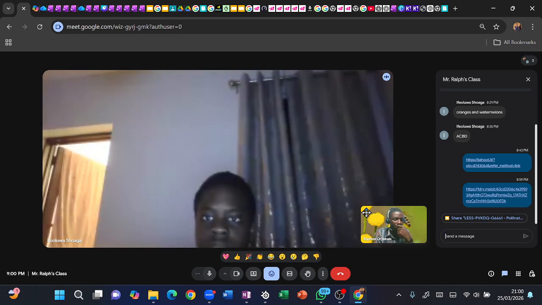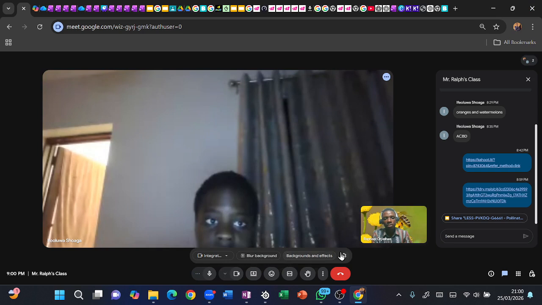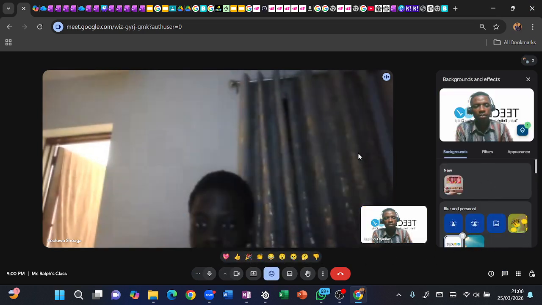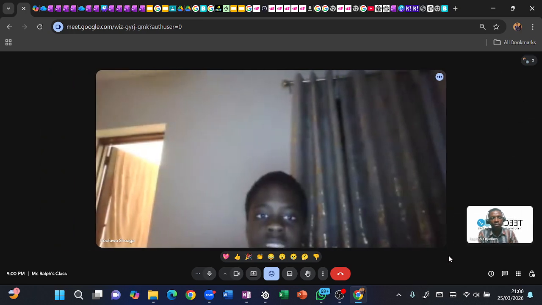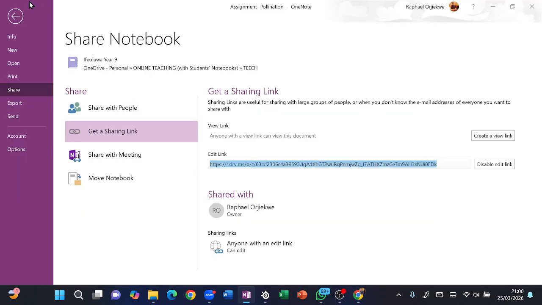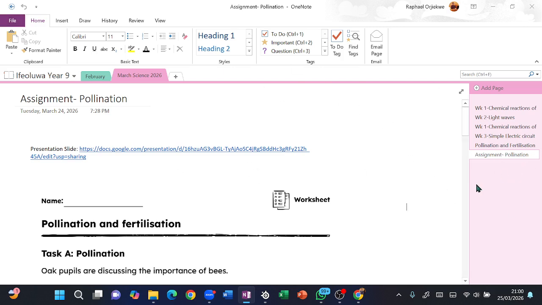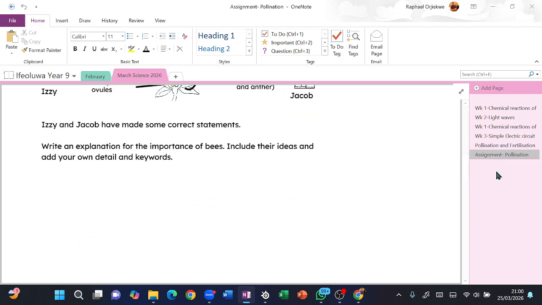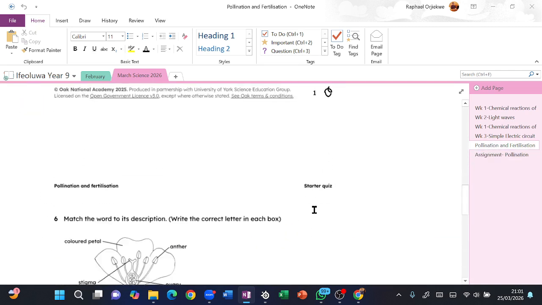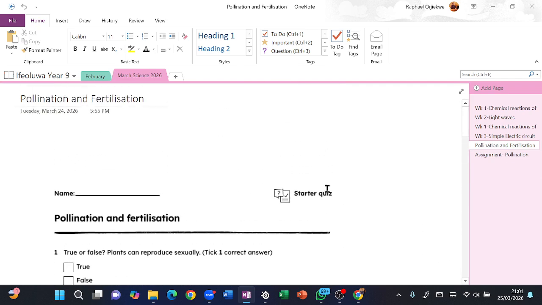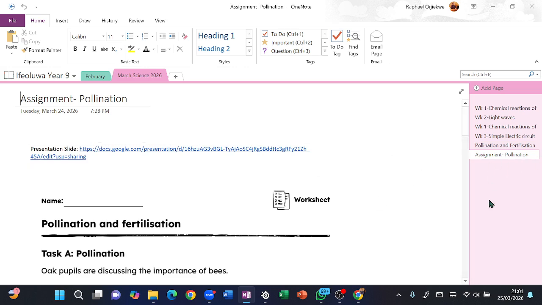Yeah, what do you see? Yeah, assignment pollination. So that's where the assignment is, pollination. There is also a starter quiz on pollination and fertilization. So try and do that as well. So there's a starter quiz on pollination and fertilization, and there's an assignment on the page I tagged assignment pollination.